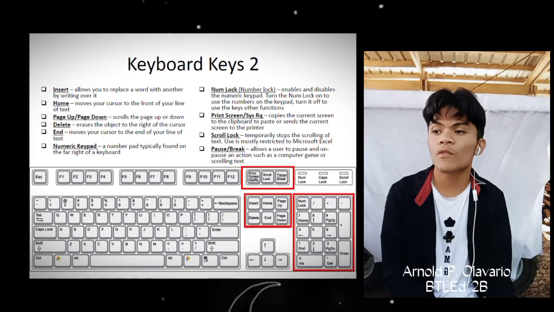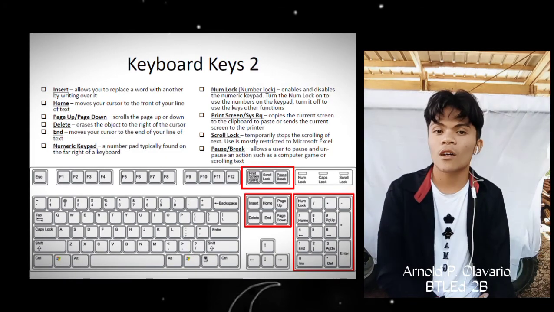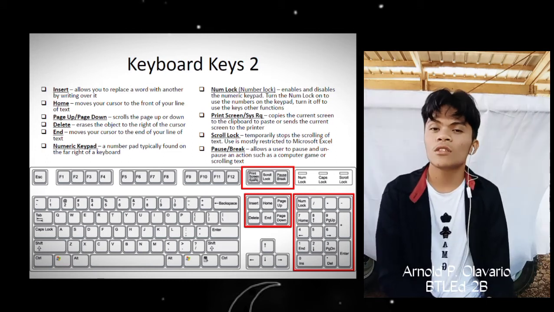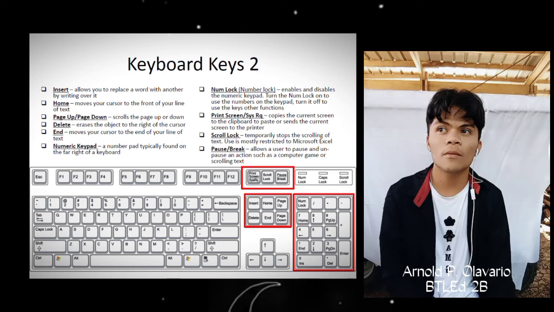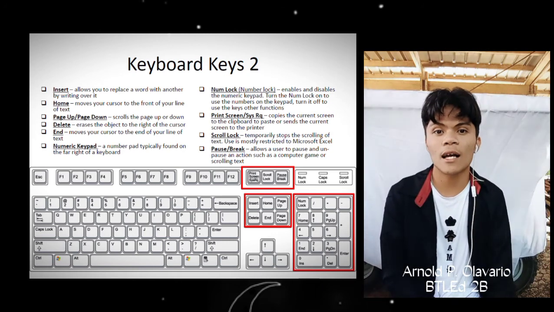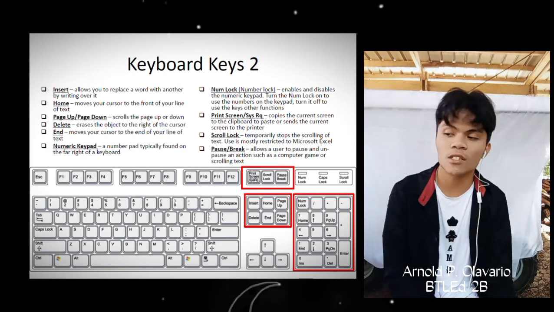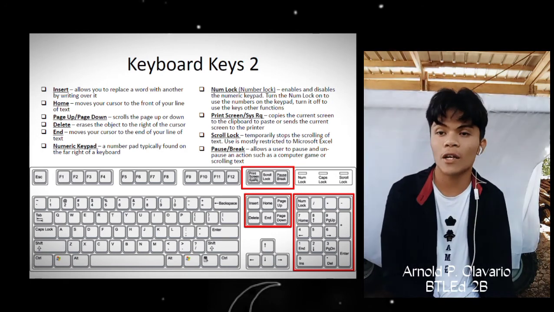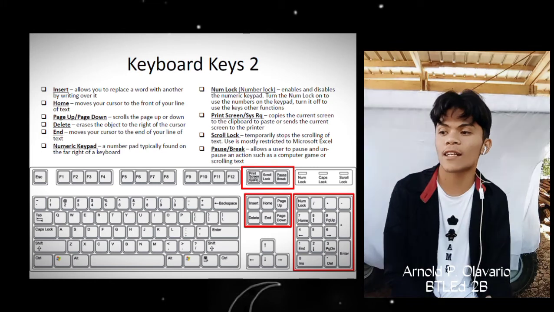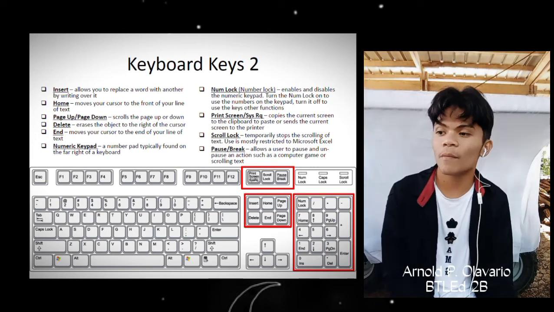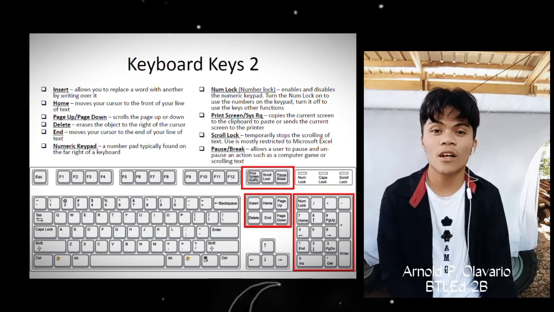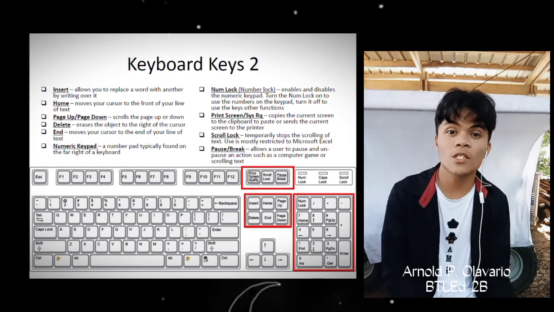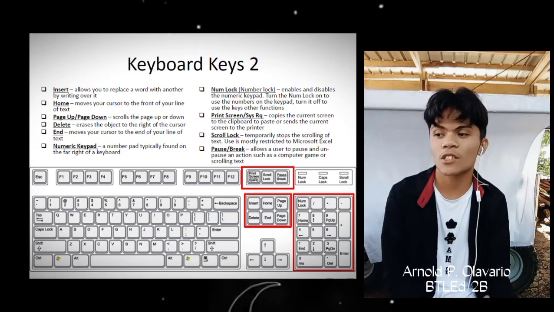So we proceed to keyboard keys two. It includes insert. For example, when you are in a document and you are going to insert a picture or any objects, or write over existing text. Home moves your cursor to the front of your line of text. Then we have the page up and page down. When you open a certain document, you can scroll it up or scroll it down.